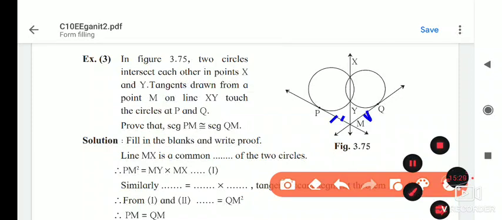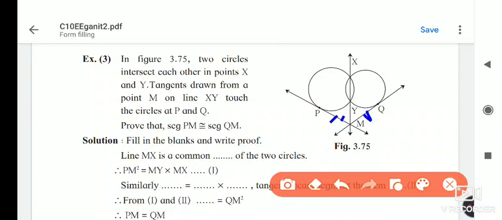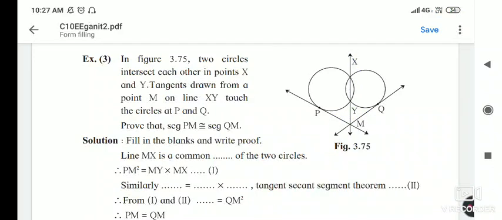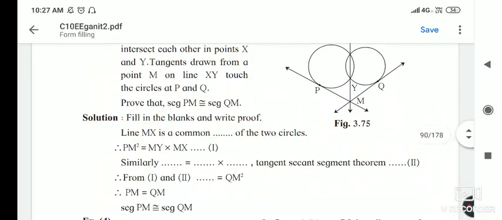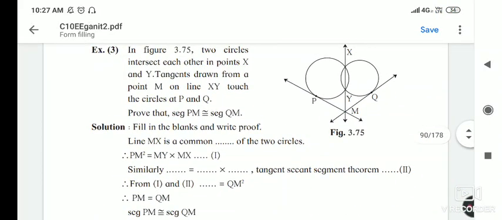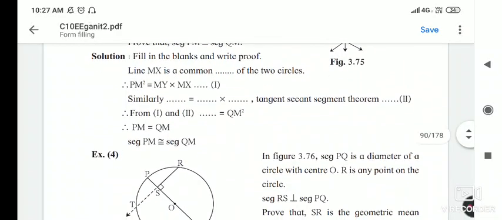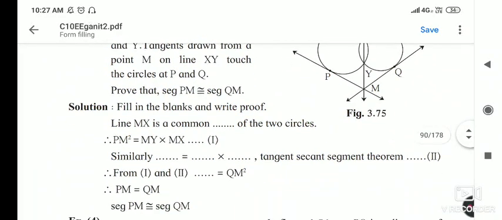One more time we will understand. Two circles intersect each other at points X and Y. If we take a point M on line XY and draw tangents to the circles from both sides, then we have to prove that PM is equal to MQ. So fill in the blanks and write the proof. In the textbook it is an activity.